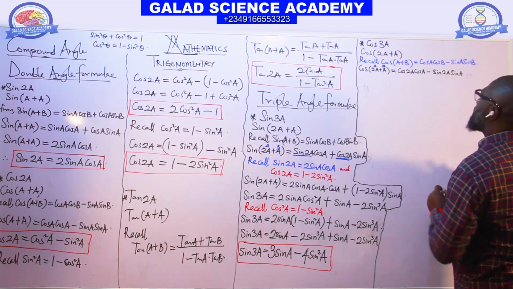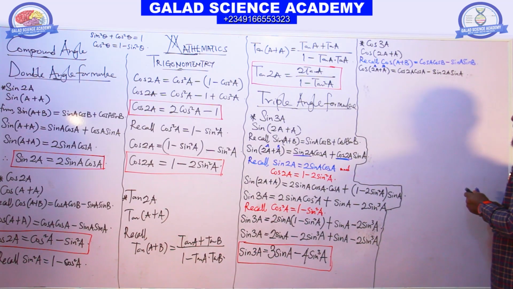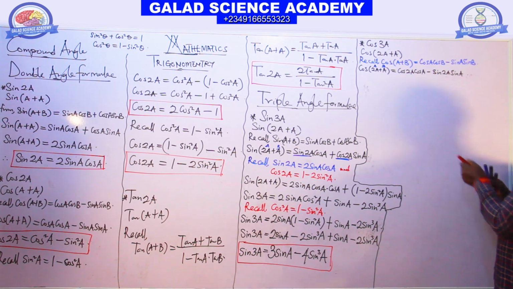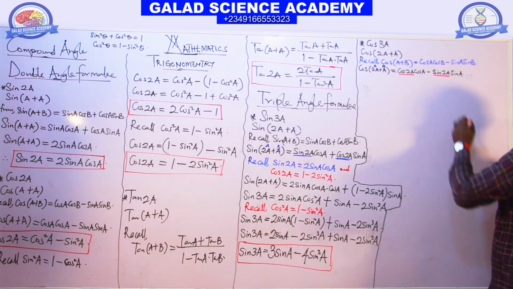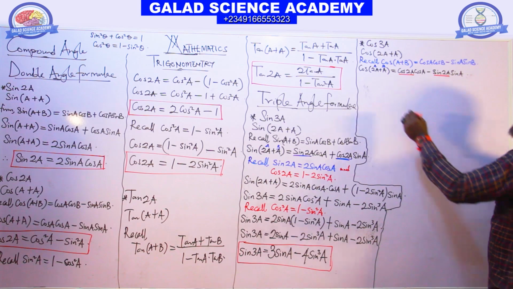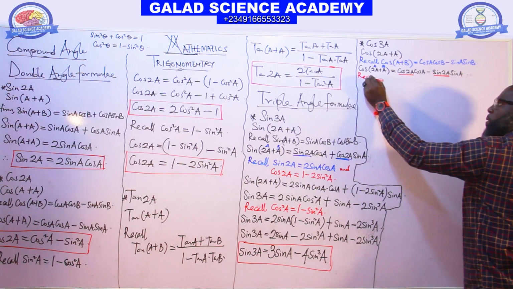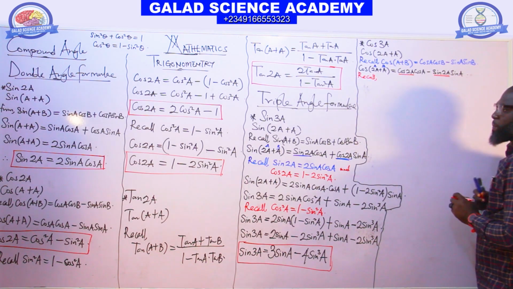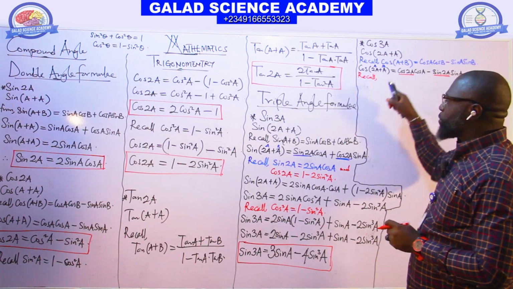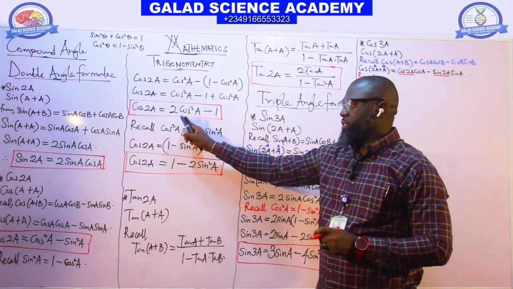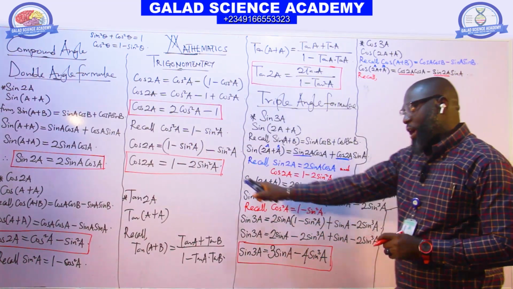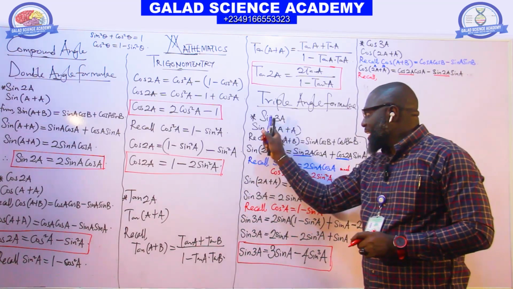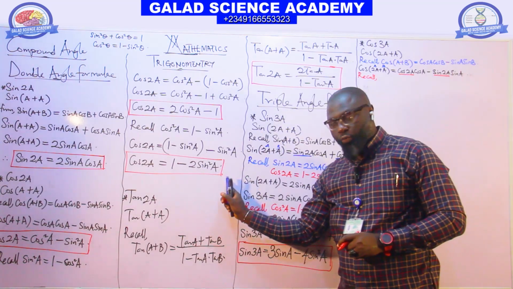Let us substitute for the values we have here. Recall, what is cos 2A? In terms of cos, we have this, and in terms of sine, we have this. But here we are dealing with cos, and that's why I am using this equation for cos 2A.